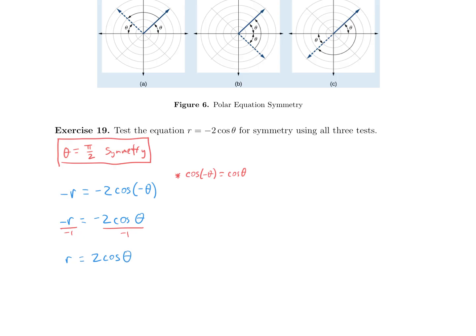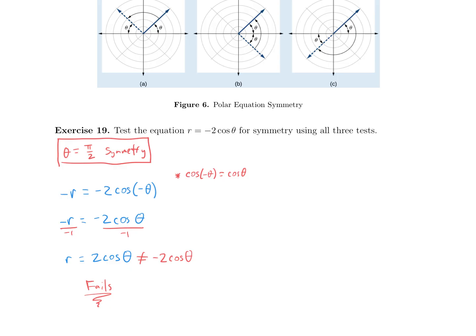positive 2 cosine theta. Now compare that to the original equation that we started with, and as you can see, they're not the same. That does not equal negative 2 cosine theta, which is the original equation we started with. Therefore, it fails that test, so there's no symmetry about the y-axis.